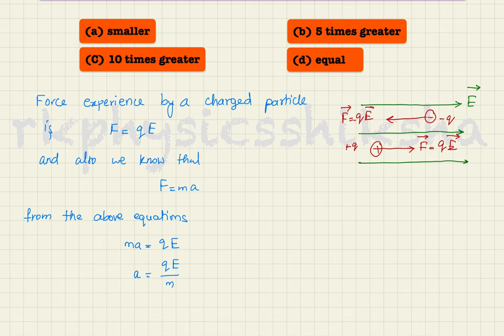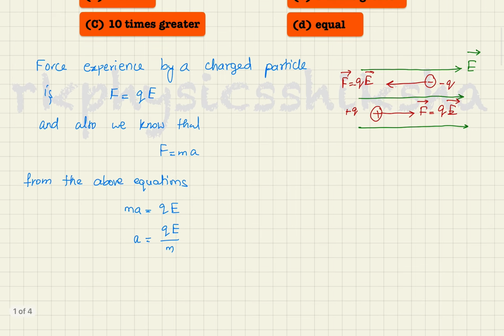Q into E divided by mass. So now using this relation we will calculate the time. How do we calculate the time? For example, initially in the question they gave, if I am taking the field vertically upward in this direction, this is the direction of the field, vertically upward direction.